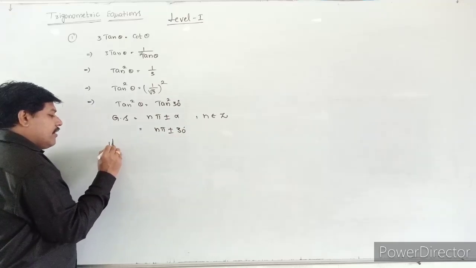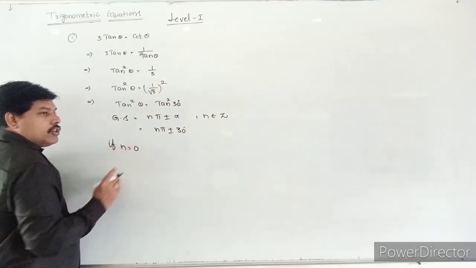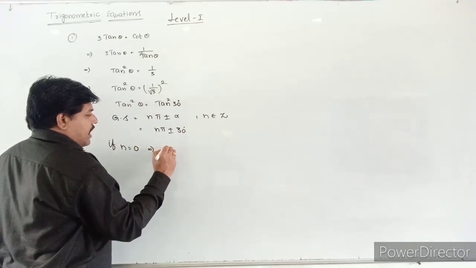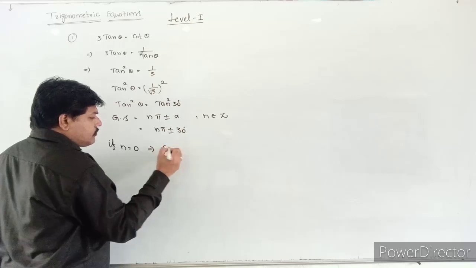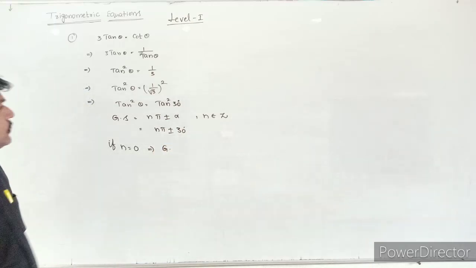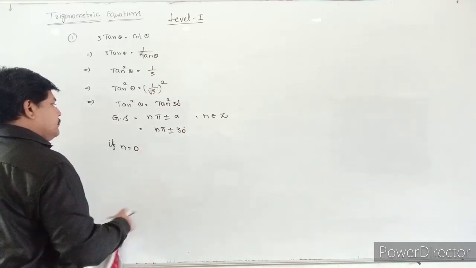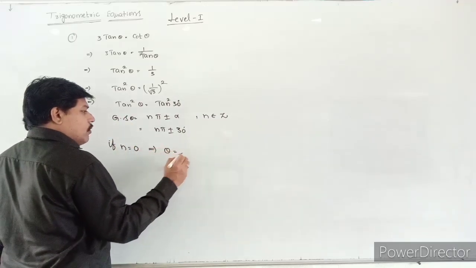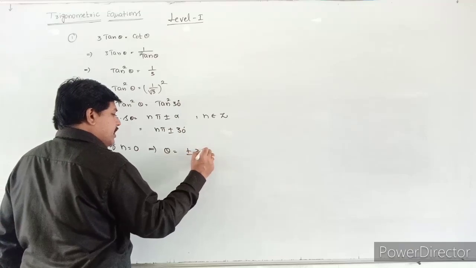So if n is equal to 0, what will it become, students? That implies the general solution theta is equal to plus or minus 30 degrees.